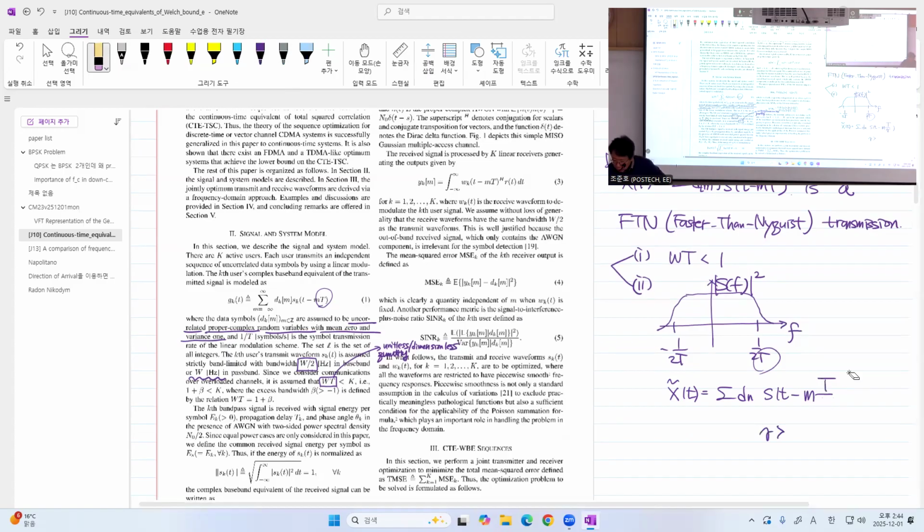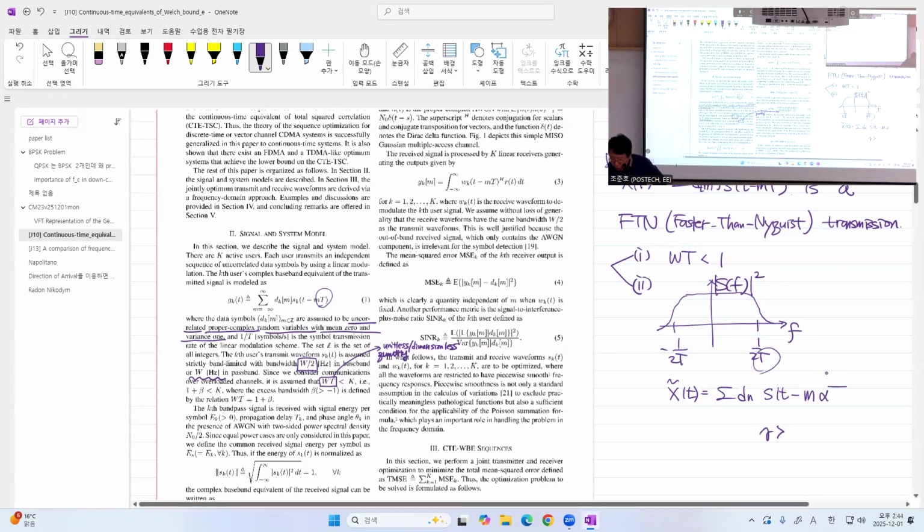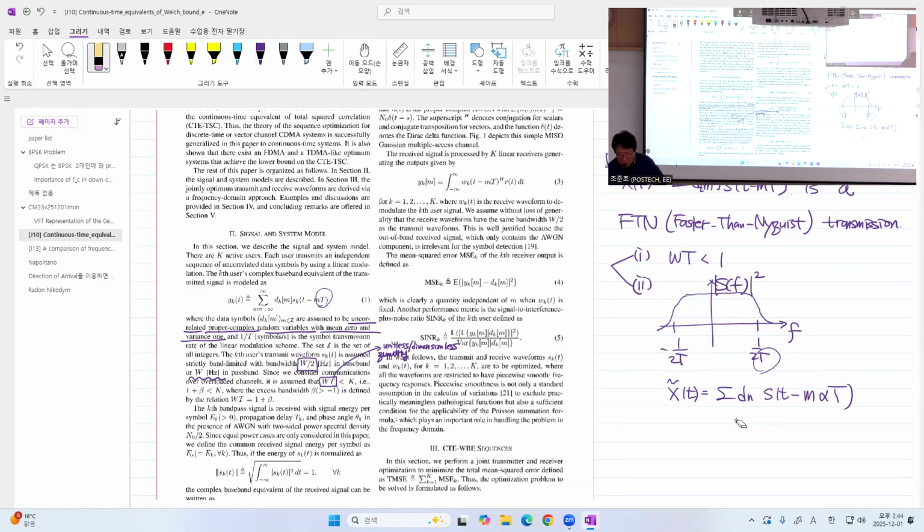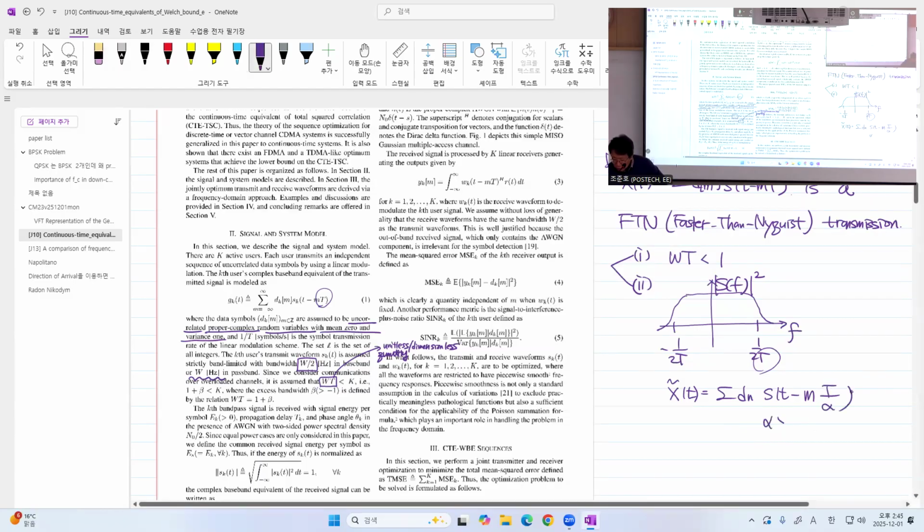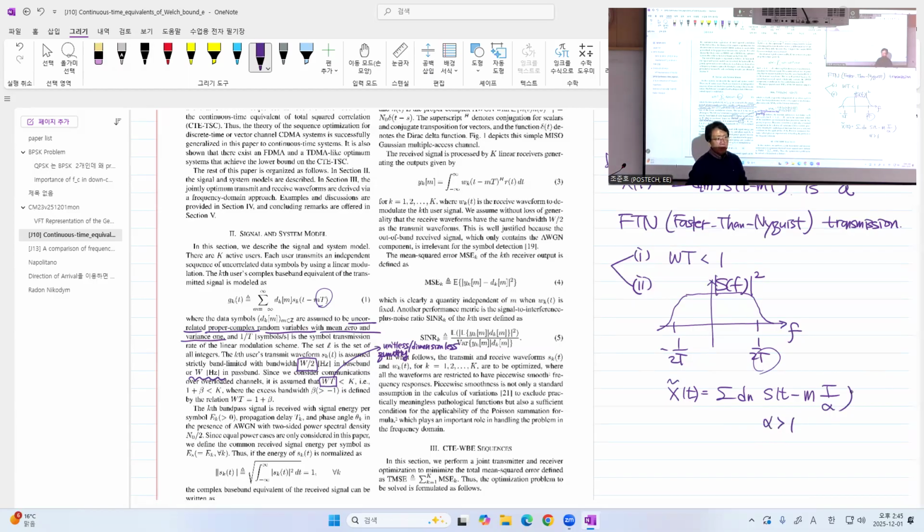Sorry about that, gamma T or alpha T. Sorry about that, I forgot their notation. Got it? So if alpha is greater than 1, what happens? Your symbol period shortens. Got it? So if alpha is 2, what does that mean? Even though this pulse is designed for the transmission rate 1 over capital T, actually it is used for the transmission rate 2 times 1 over capital T.